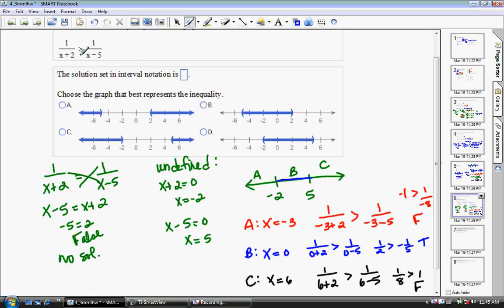And what about our endpoints? Since it's strictly greater than 0, we wouldn't include any of the endpoints anyway, so it's going to be all parentheses. So our solution in interval notation is from negative 2 to 5 with parentheses, and the graph is part D.